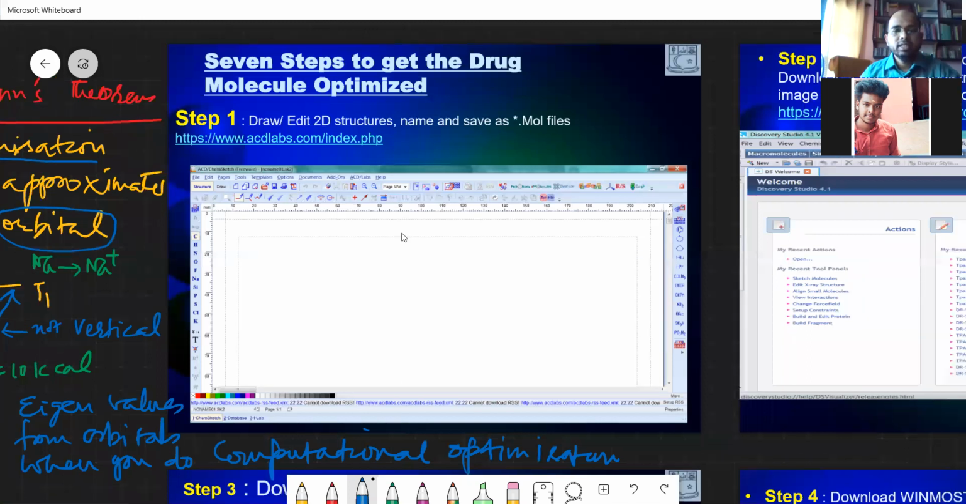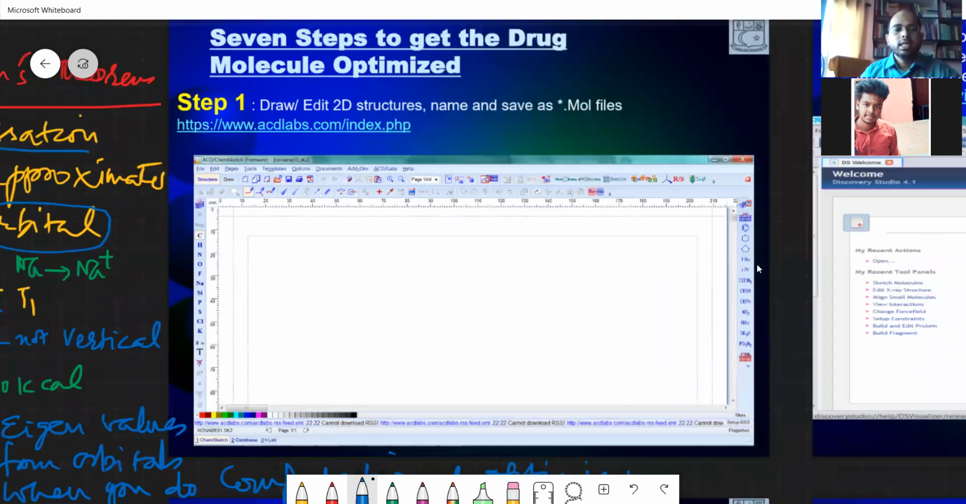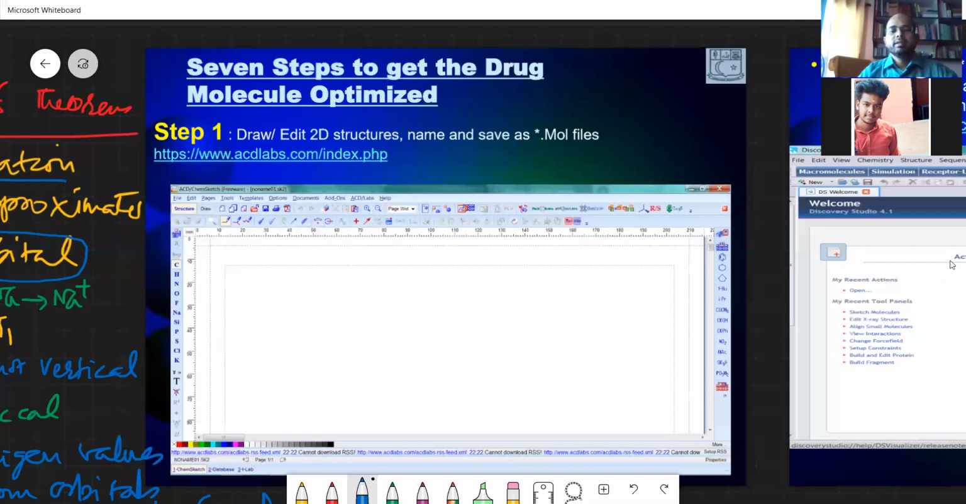Okay, so here we are going to see the 7 steps, very important steps, and these 7 steps will teach you how to use computers for your computational work and optimization of geometry and all those further harnessing of the data. The first step is you have to go to acdlabs.com and get this software. There is a help section there. You can see a lot of topics there.